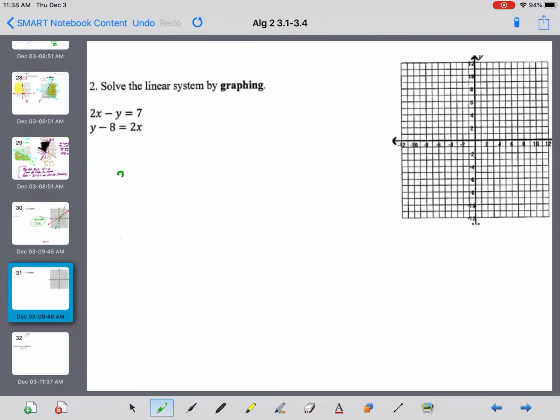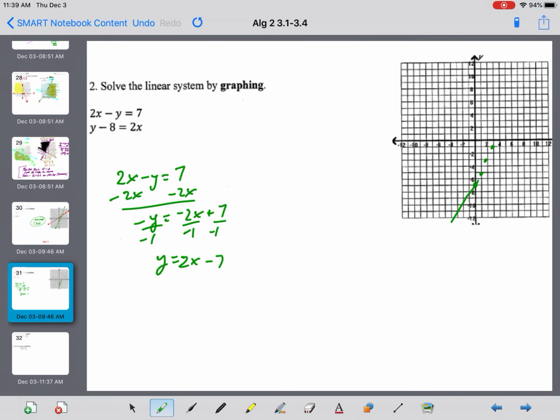All right, number 2. This one we're going to have to take and solve for y. So subtract 2x. Negative y is equal to negative 2x plus 7, divided by negative 1 all the way along. And you get y is equal to positive 2x minus 7. So graph it up. Negative 7, up 2 over 1 again. Up 2 over 1, up 2 over 1. So graph that line accurately.